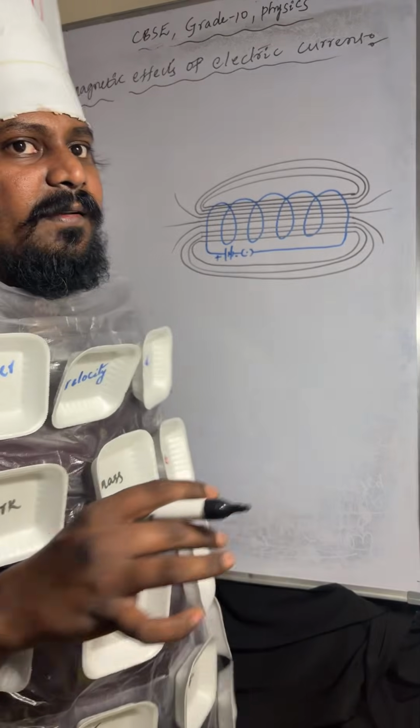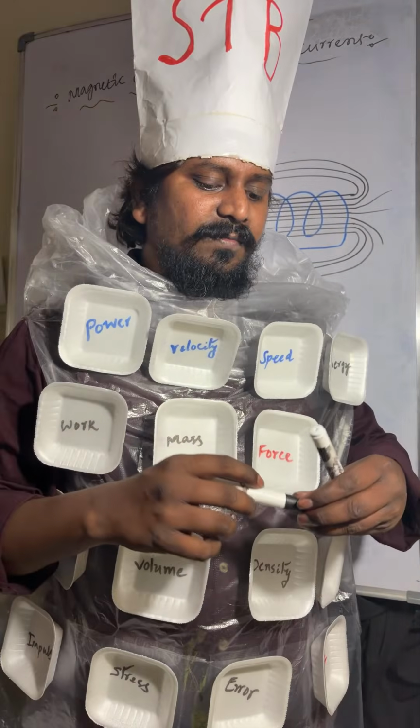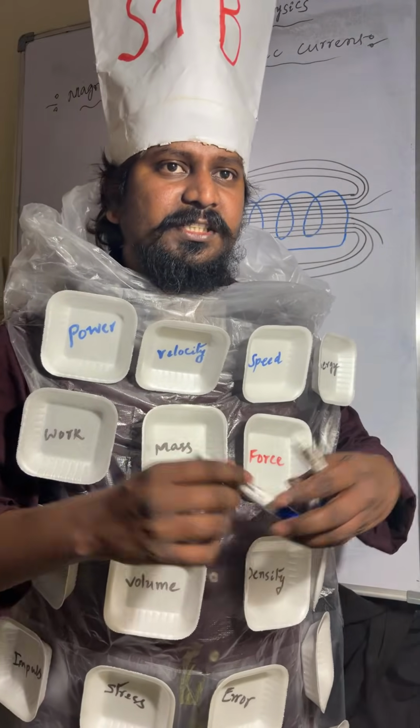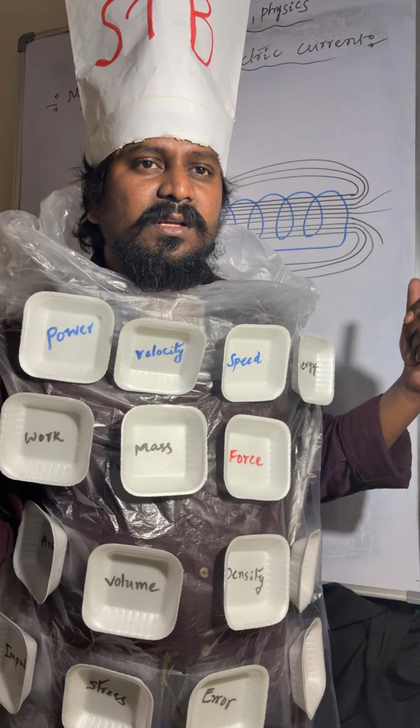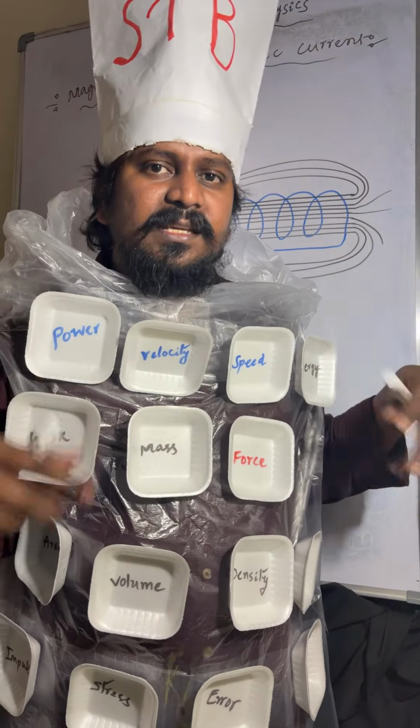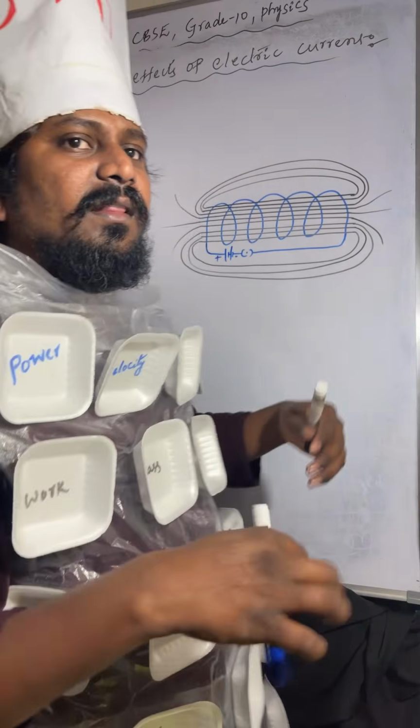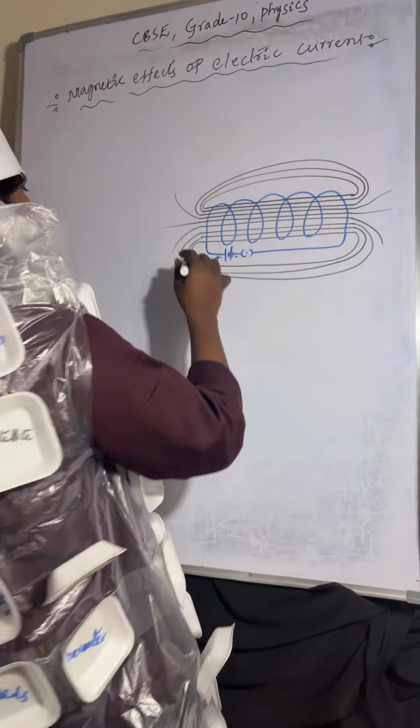We know that if the magnetic field is reaching the point, that is south. If the magnetic field is leaving that point, that is the north pole.